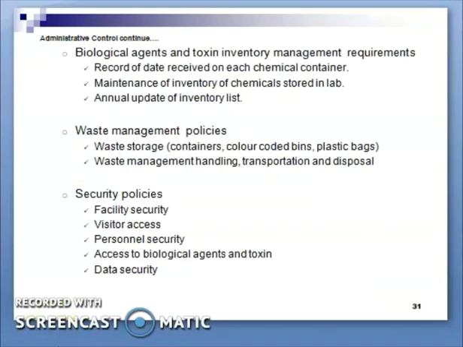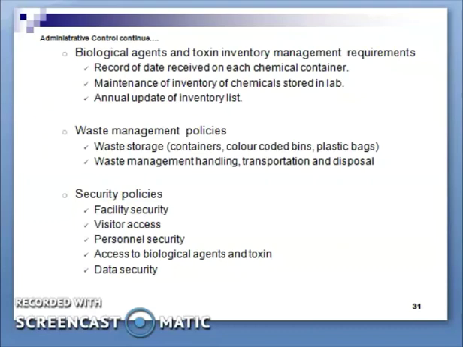Some other main points which are included in the administrative controls in the biorisk mitigation. These are the biological agents and toxins inventory management requirements, which include the record of data received on each chemical container and maintenance of inventory of chemicals stored in the lab. Similarly, annual update of the inventory list.